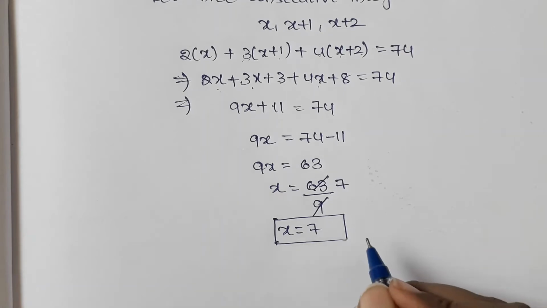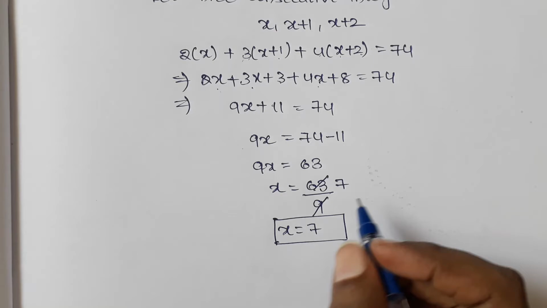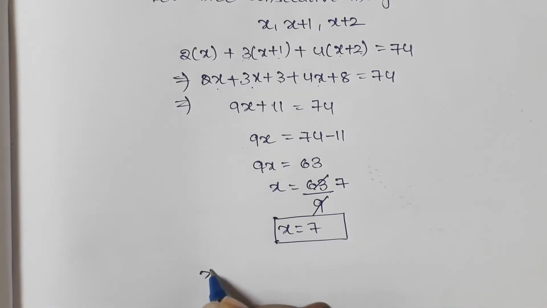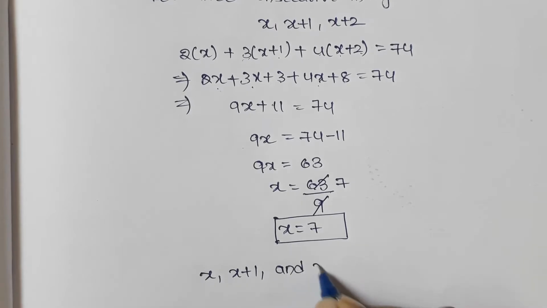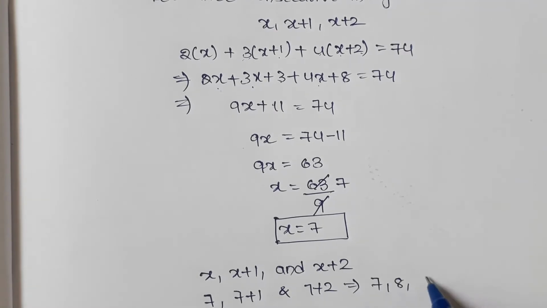And now here x equals 7. Now let us find three consecutive integers, that is x, x plus 1 and x plus 2, that is 7, 7 plus 1 and 7 plus 2, that implies 7, 8 and 9 are the three consecutive integers. This is about the 8th problem.